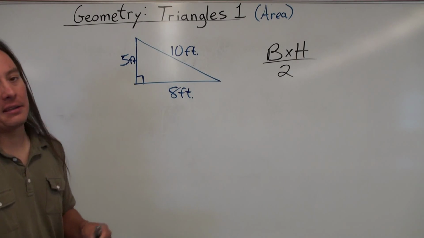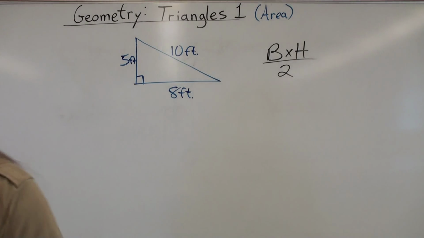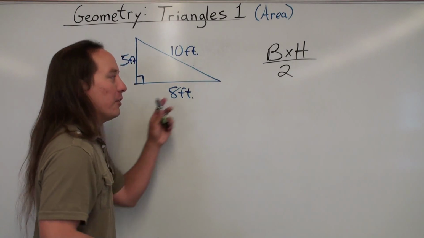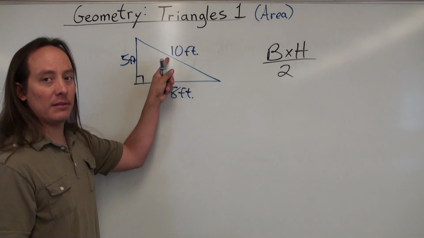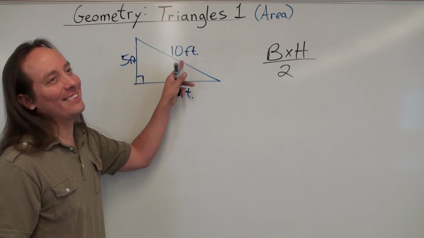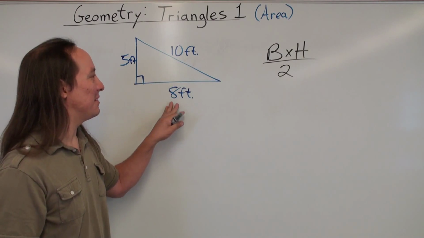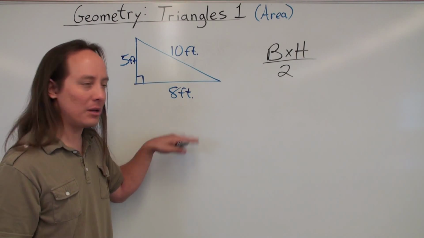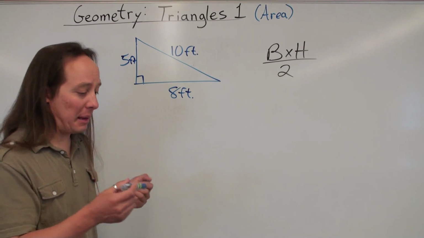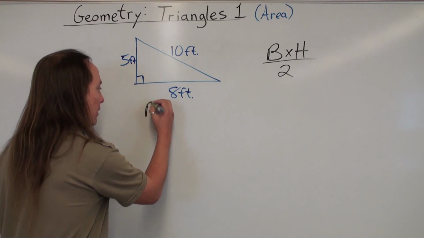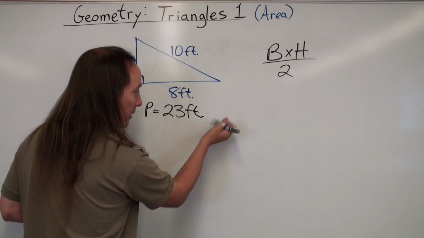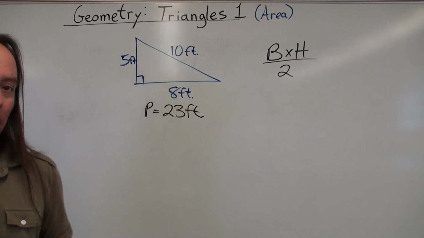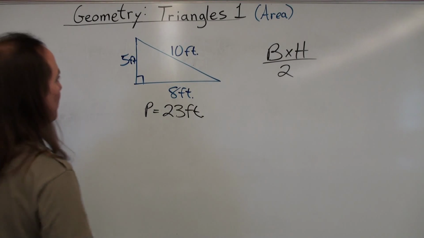Alright, so if I ask for a perimeter, what would the perimeter be? How do you find the perimeter? Well, you have to add all 3 sides. So let's go ahead and do that. 10 plus 5 is 15. 15 plus 8 is 23, right? 23. So the perimeter, I might as well just write that down. We did it, so. Perimeter would be 23 feet. Not squared because perimeter is 1 dimension. Remember that.